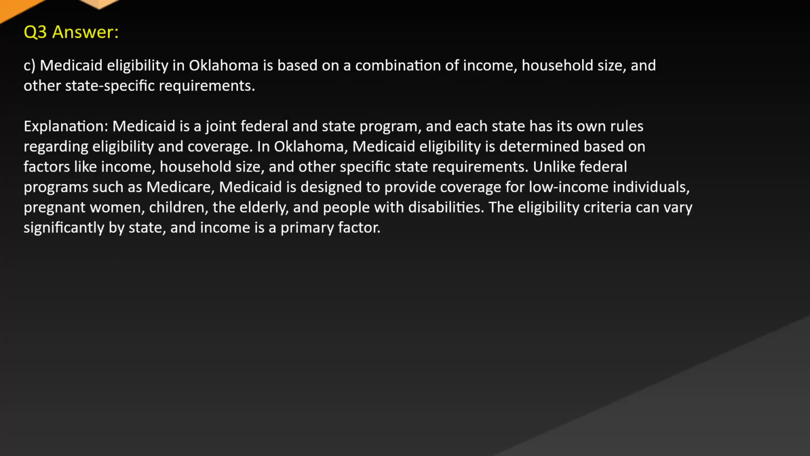Answer: C. Medicaid eligibility in Oklahoma is based on a combination of income, household size, and other state-specific requirements. Explanation: Medicaid is a joint federal and state program, and each state has its own rules regarding eligibility and coverage. In Oklahoma, Medicaid eligibility is determined based on factors like income, household size, and other specific state requirements. Unlike federal programs such as Medicare, Medicaid is designed to provide coverage for low-income individuals, pregnant women, children, the elderly, and people with disabilities. The eligibility criteria can vary significantly by state, and income is a primary factor.